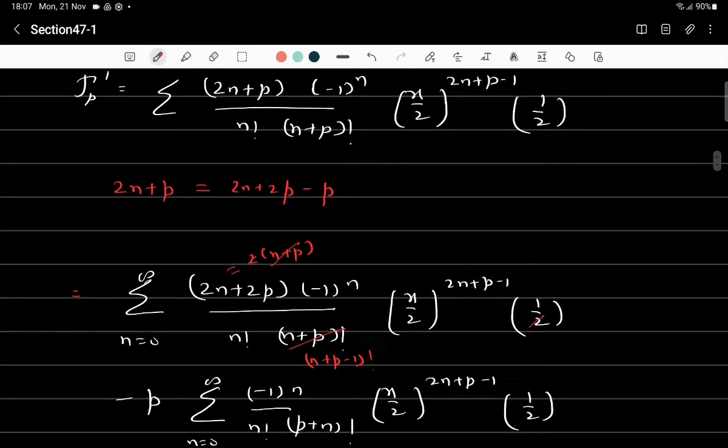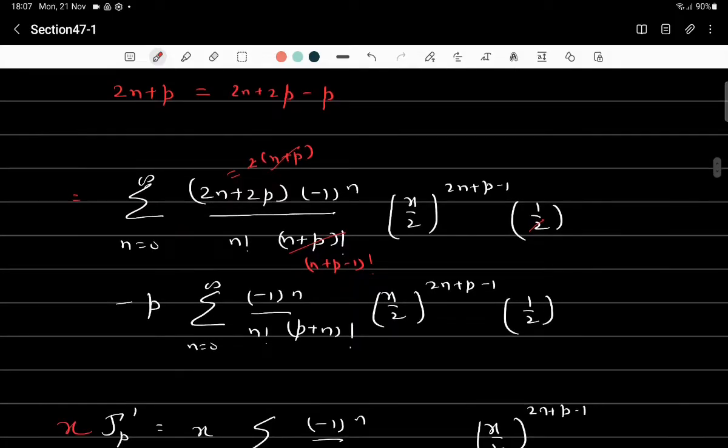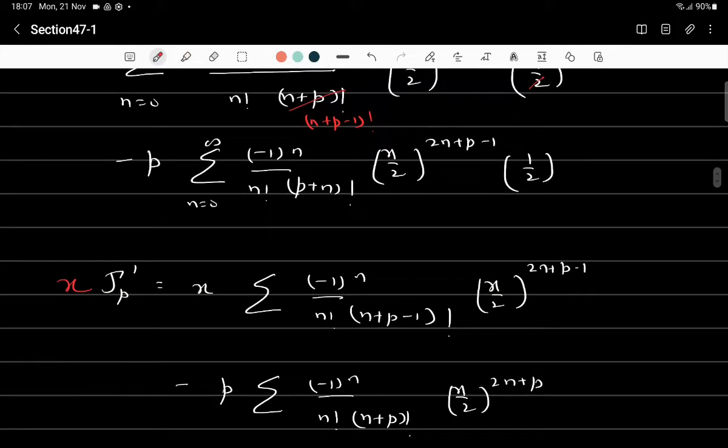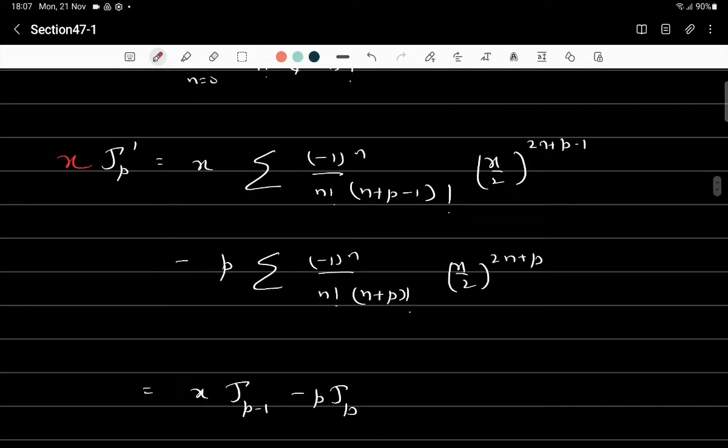And the next term is minus p, and the rest would remain as it is. If I multiply by x, then from the first term it clearly turns out to be Jp minus 1, so x Jp minus 1, and the next term easily transforms into Jp. So that's why this is my required answer.